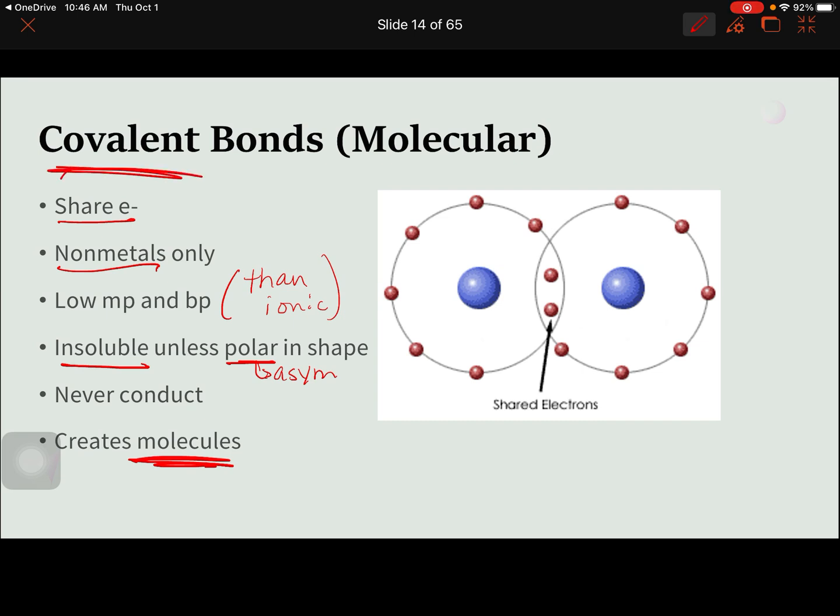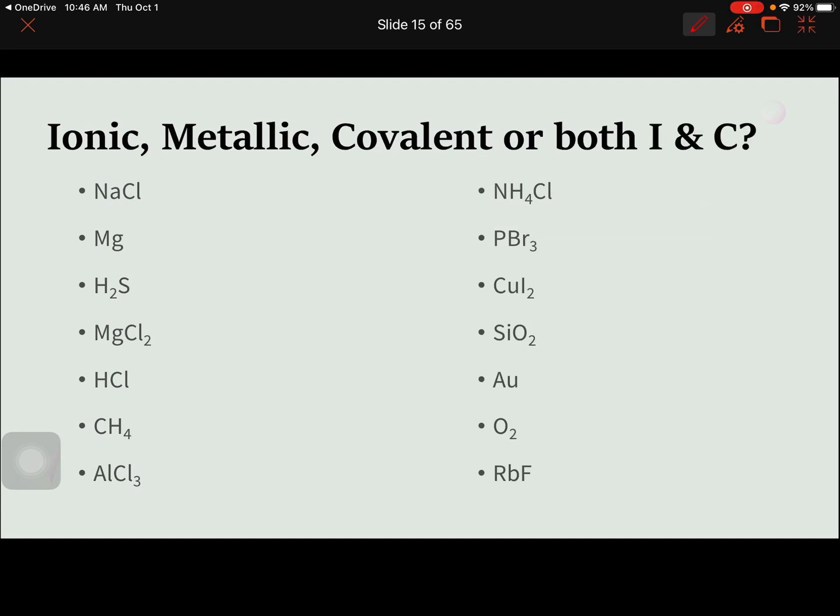And anytime you see the word molecule, immediately you have to associate that with a covalent bond. So this section here is just for you to practice identifying if something is ionic, metallic, covalent, or both ionic and covalent. In the video, it's going to pause and just give you a few of these to practice.